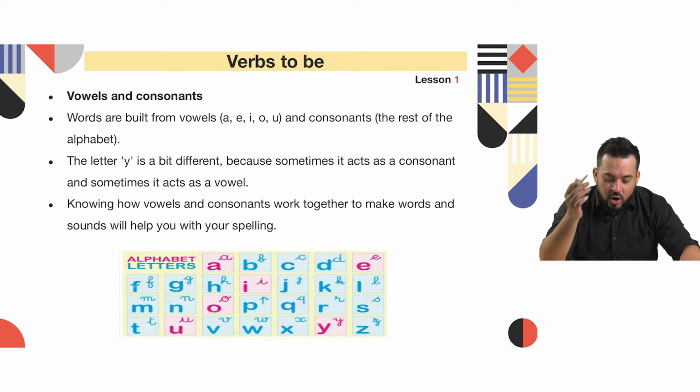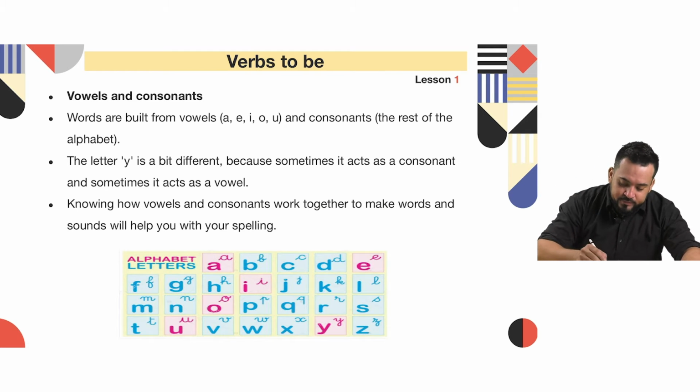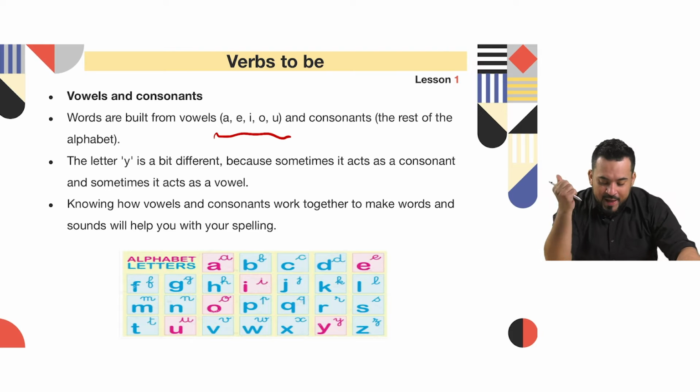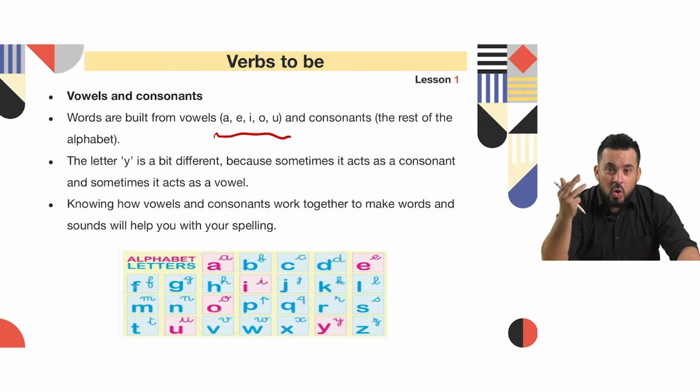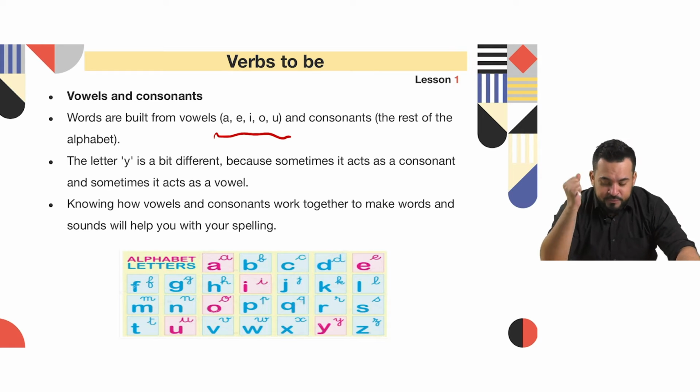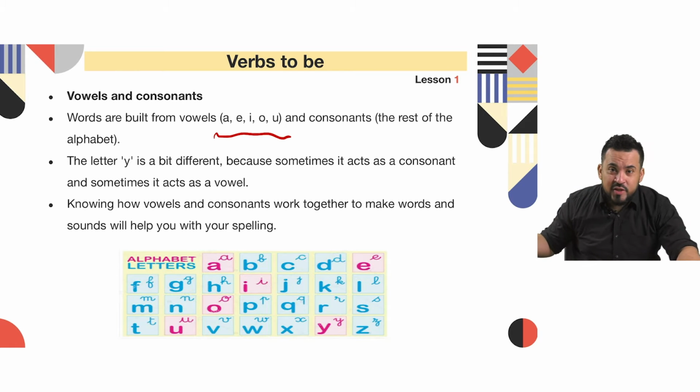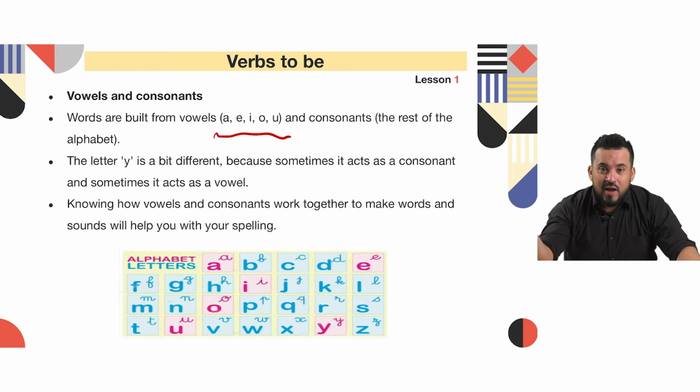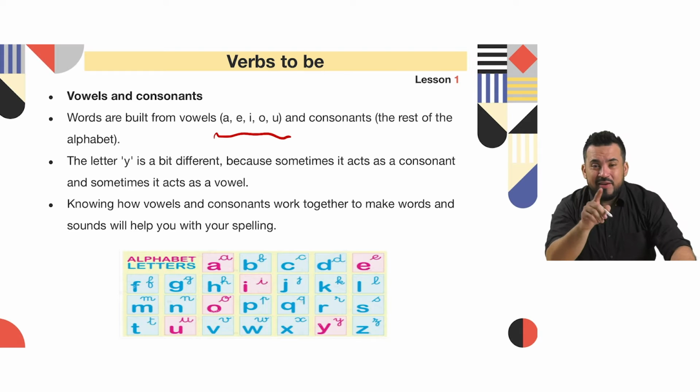The vowels are built from these, here you go, these 5 letters. A, E, I, O, U. 5 letters. The rest of the English letters are called the consonants. There are 21 letters. So let's talk about the letter Y.